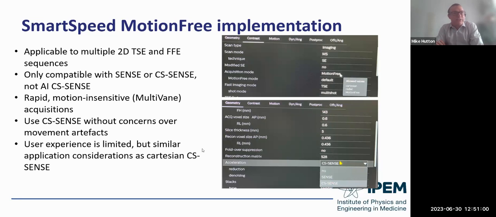Our experience with this is still quite limited, but I think it's similar application considerations to Cartesian CS sense. So the same sort of factor should be possible, but obviously you don't need to worry as much about motion. And screenshots again from release 11 showing when you select MotionFree, you then only have the option of sense or CS sense acceleration.